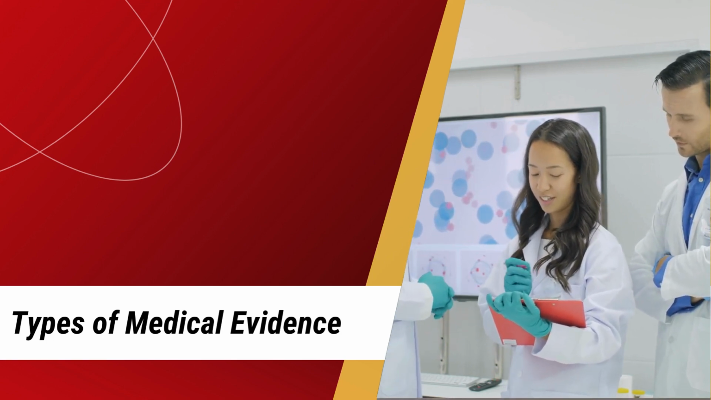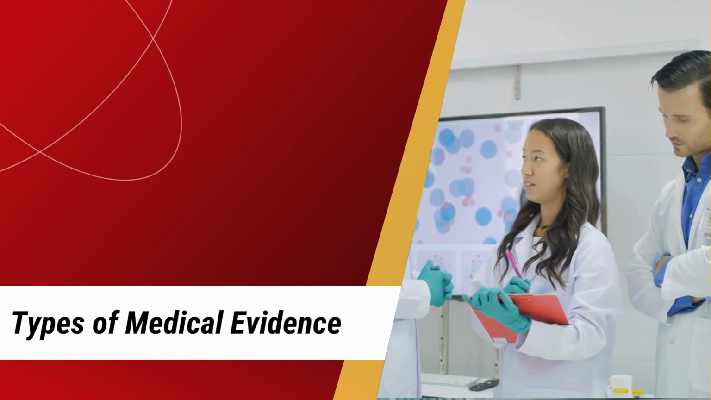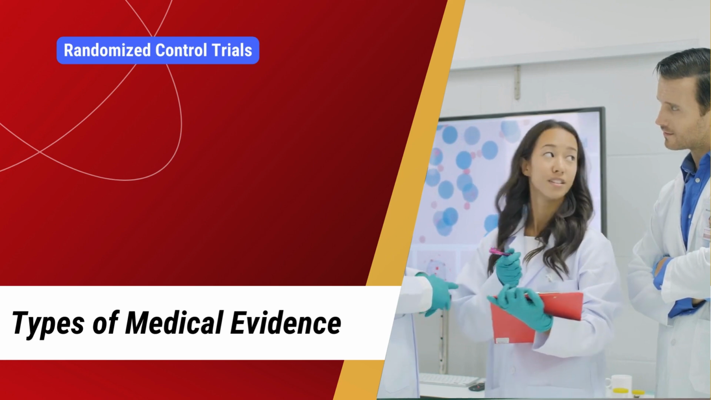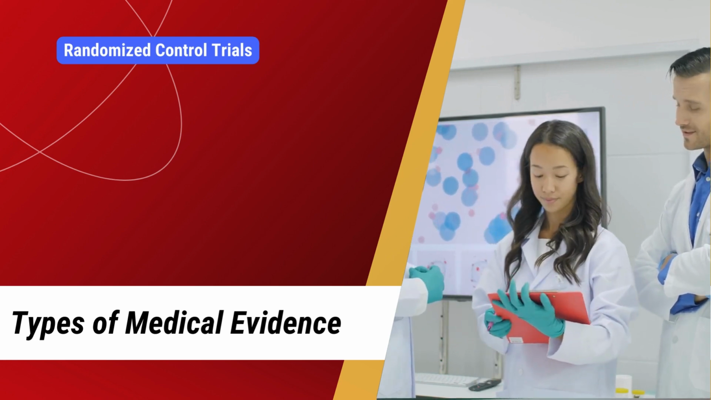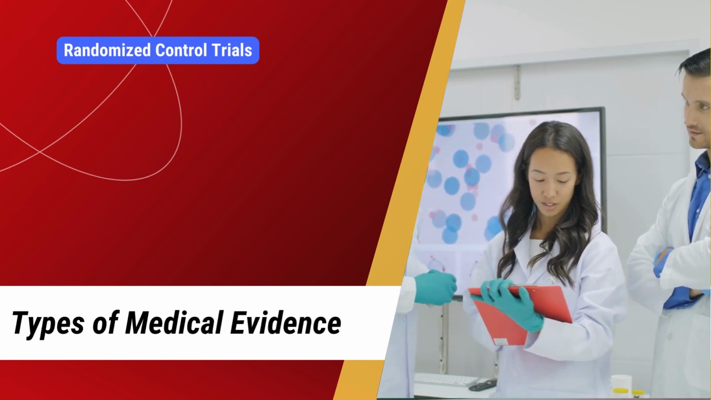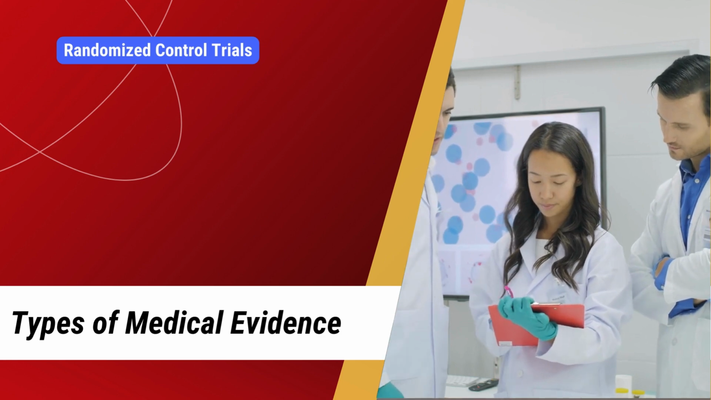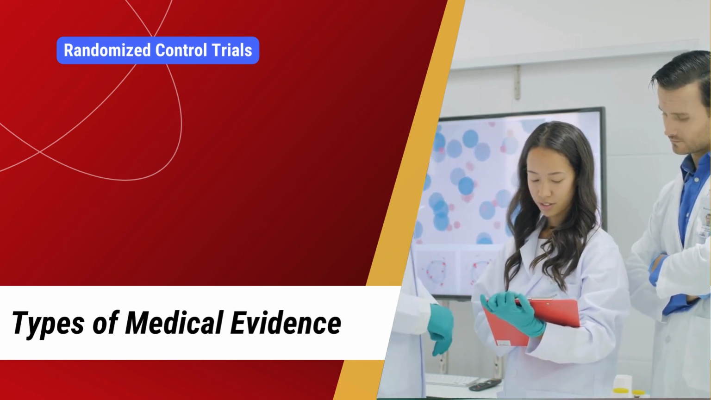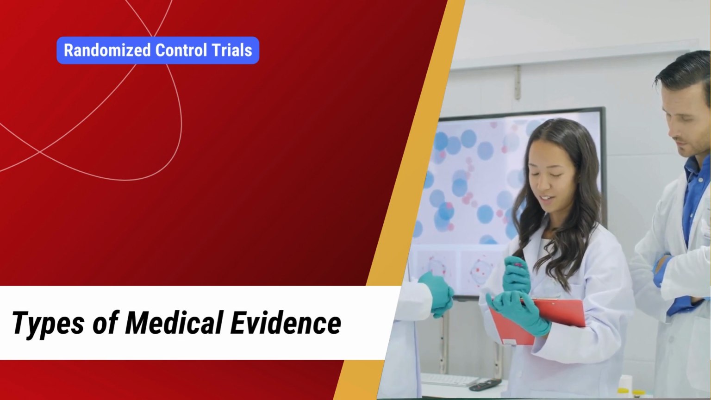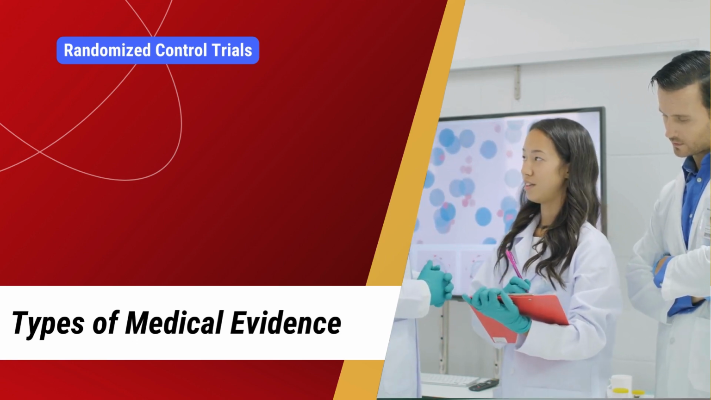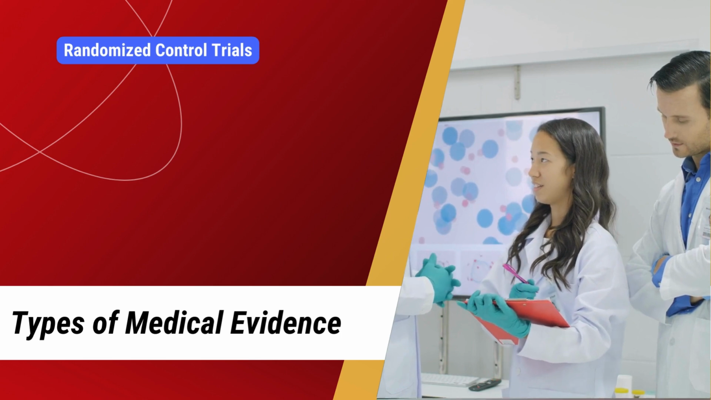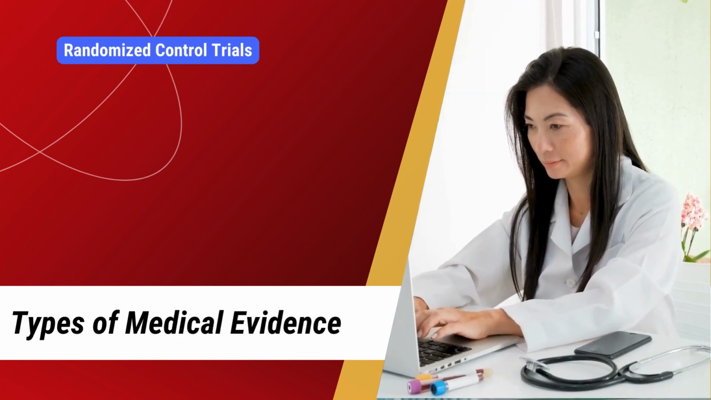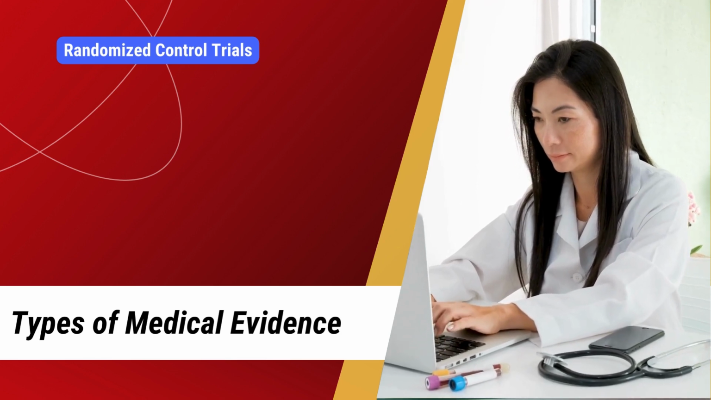So, what are the types of medical evidence? On top of the list come the randomized controlled trials. These are often considered the gold standard in medical research. Randomized controlled trials involve randomly assigning participants to either the treatment group or the control group. This method helps eliminate bias and provides strong evidence for cause and effect relationships.